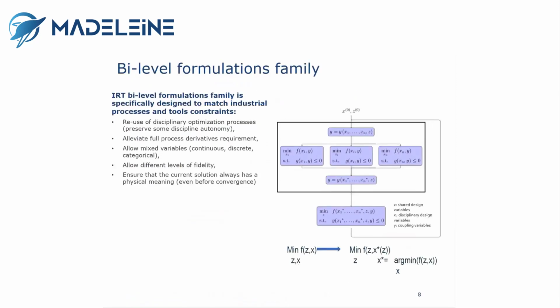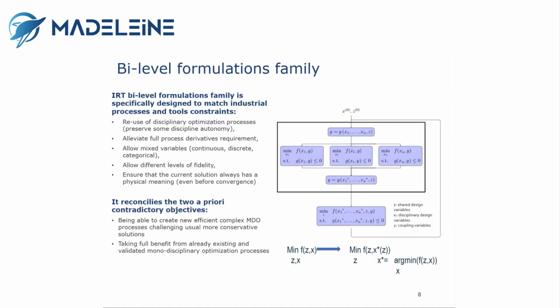And at IRT, we have selected a specific formulation family, the bi-level formulation family, specifically well designed to match the industrial processes and tools constraints, because this bi-level formulation reconciles two a priori contradictory objectives. On one hand, we want to create new efficient complex MDO processes. And on the other hand, we also want to take benefit from already existing and well-validated monodisciplinary optimization processes.